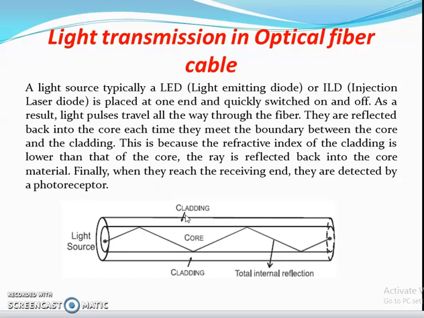This is cladding, and this whole mechanism, this bouncing back and forth, is called total internal reflection. Now what happens is that the light source, which can be a light emitting diode or an injection laser diode, we place at one end. OK, so as I told you, the optical fiber works on the principle of total internal reflection.